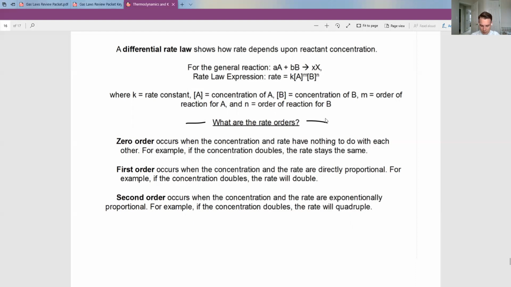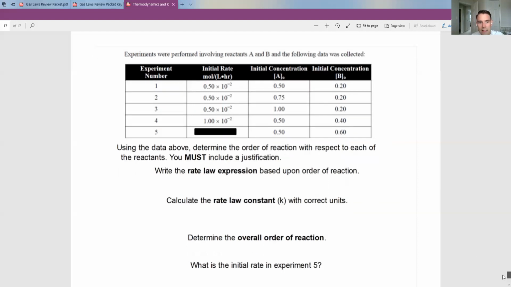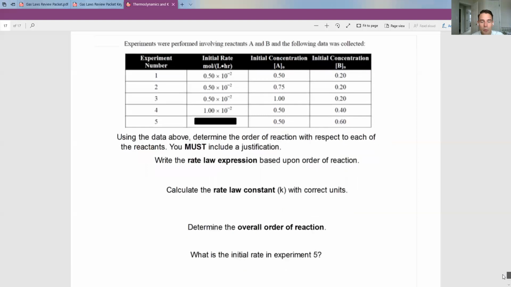Now, how do we use this? The important part. Here, we've got a data table full of information. And so we're going to look at any kind of question that you could possibly see with a kinetics question based on this data table. So experiments were performed involving reactants A and B, and the following data was collected. So we have our initial rates and our initial concentrations. So the brackets and then the lowercase 0, that means the concentration initially.